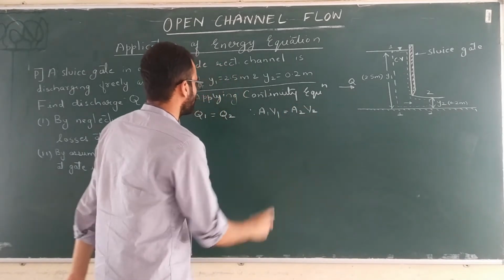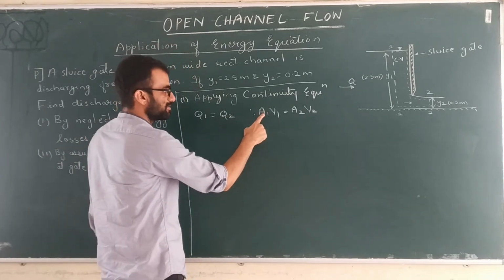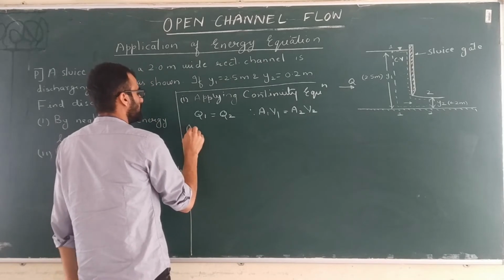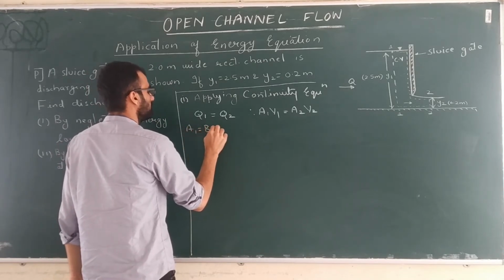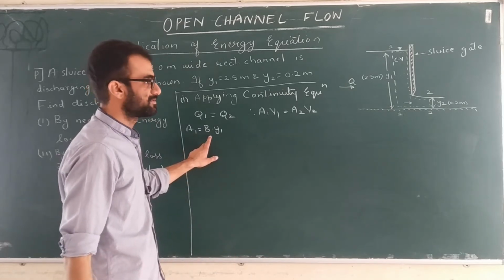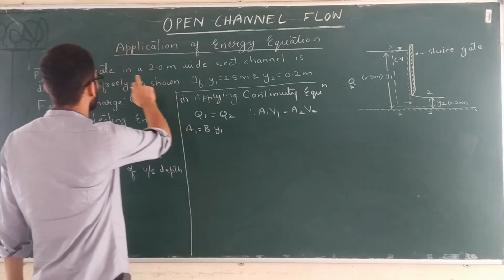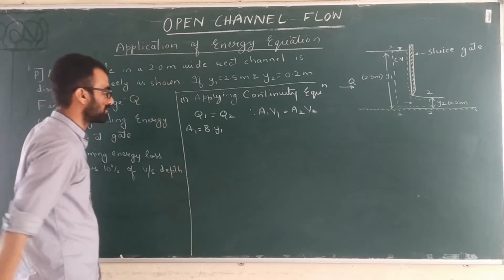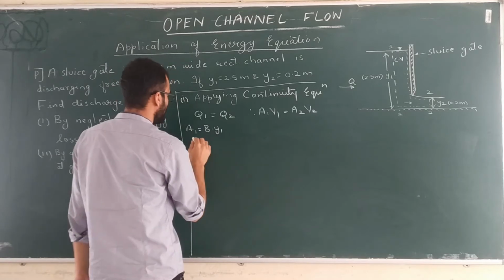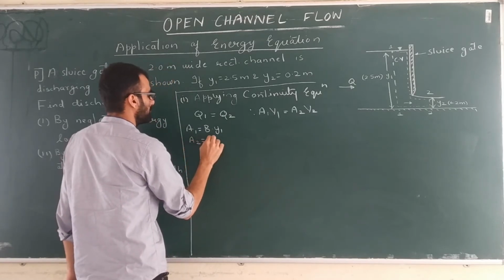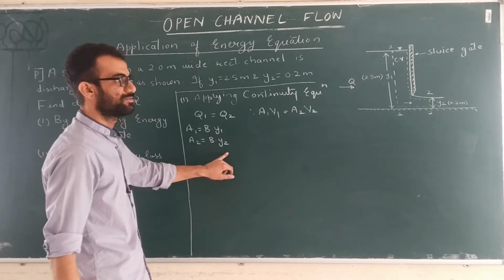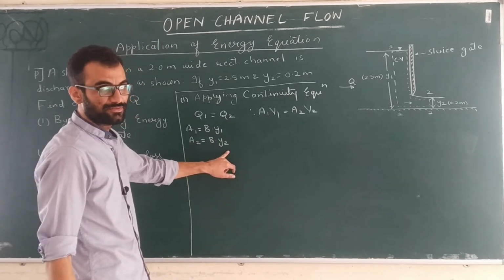Now it is a rectangular channel. What is the flow area, as we have seen last time? A1 is B into Y1, where B is the base width of the rectangular channel. The base width is given as 2 meters. And A2 will be B into Y2. Since the base width is not changing, we can write A2 as the base width into the flow depth, B into Y2.